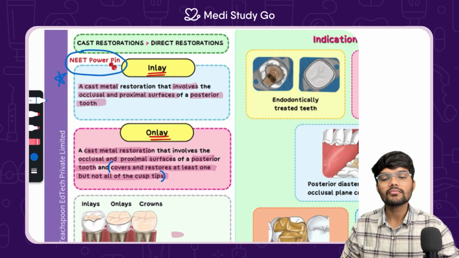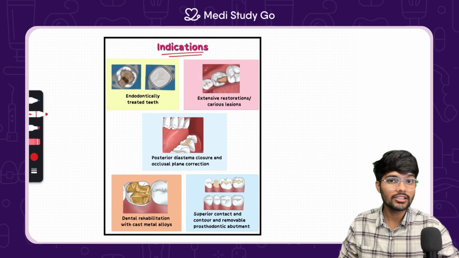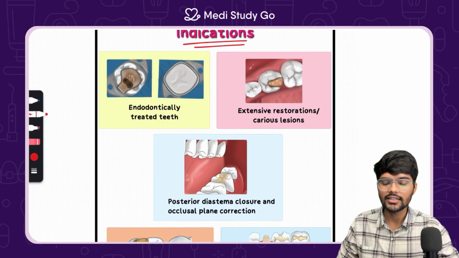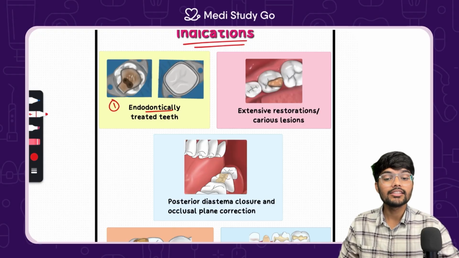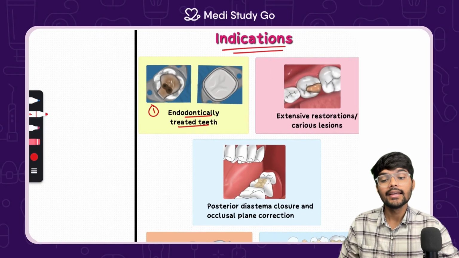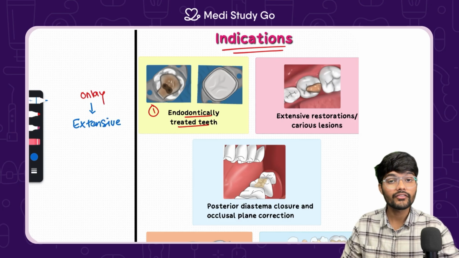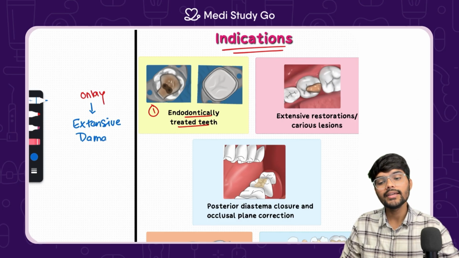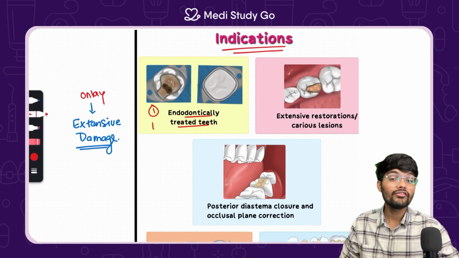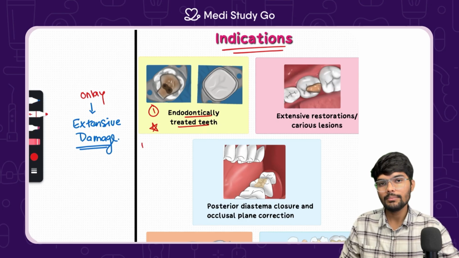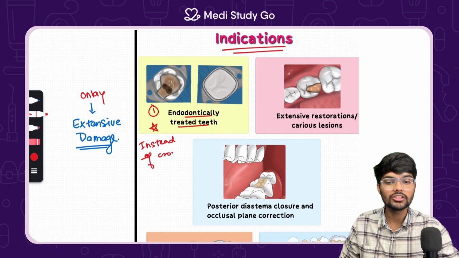Now let us go through a few indications and contraindications of inlays and onlays. The first indication is endodontically treated teeth. Obviously, if there is extensive damage, you have to use an onlay, that is, restoring a cusp or a significant amount of tooth structure. Otherwise, we can use inlays. This is kind of a replacement to crowns, which makes it a highly conservative procedure.